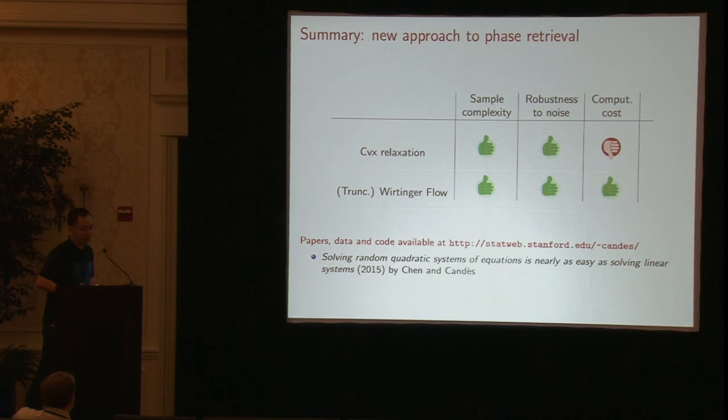Okay, so just to conclude, we have developed an algorithm that has matching theoretical guarantees to the one using convex relaxation, but it is much faster. The computational cost is typically just 4 times the cost it takes to solve a linear system problem. And all the paper, data, and code are all available online, and thank you for your attention.